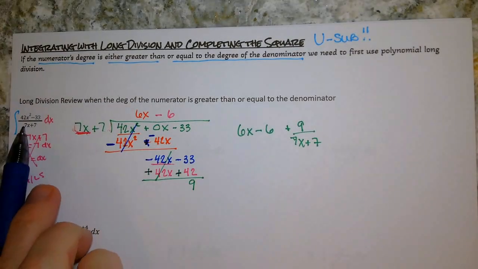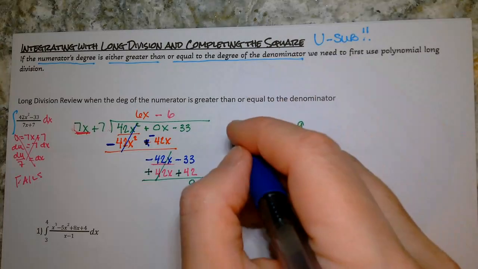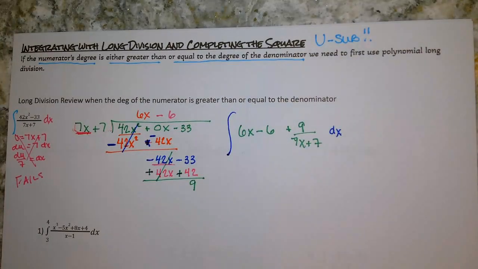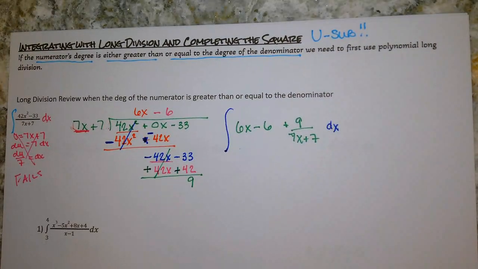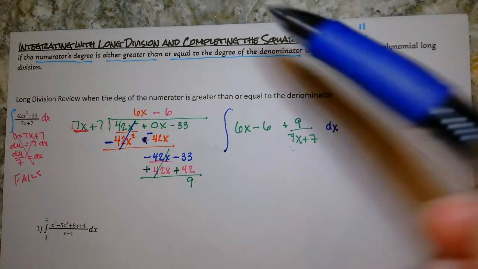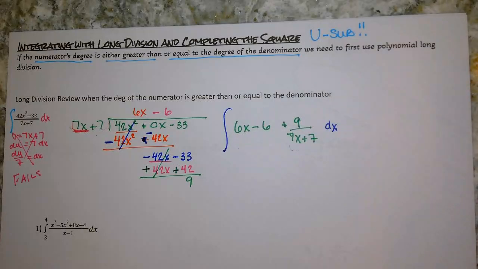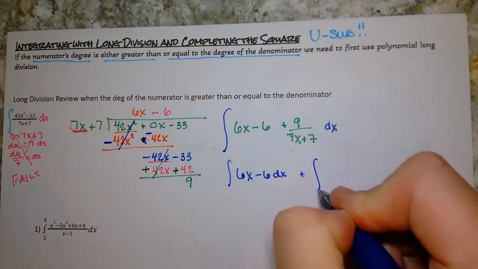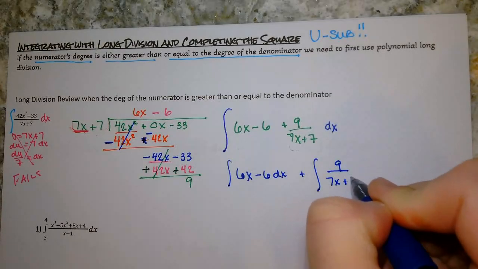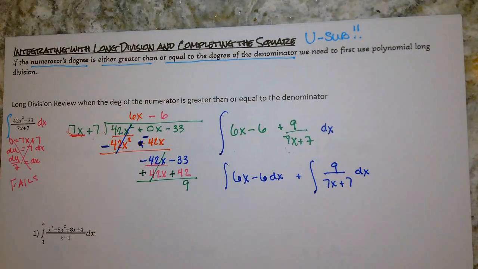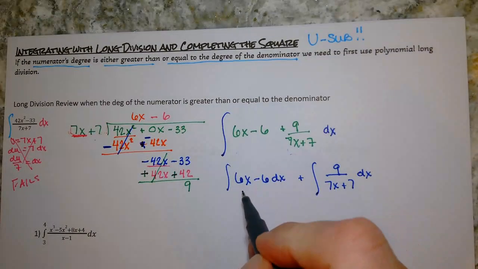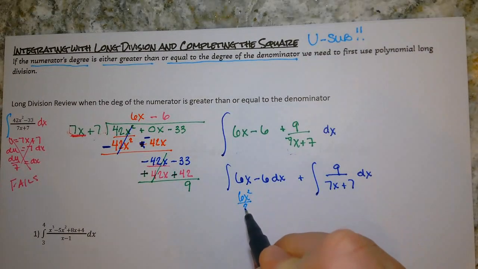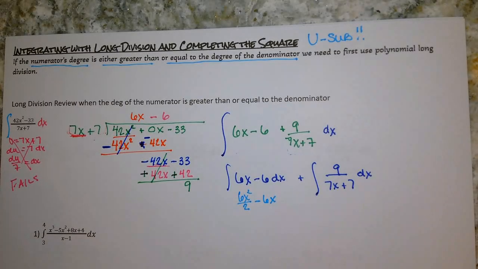Now, because we couldn't integrate this, we are now going to integrate our answer. So we're going to slap an integral on this answer with a dx. Every time, you're going to have to split this up because this will always be a fraction based off what you divided by. So I'm going to integrate 6x minus 6 dx plus the integral of 9 over 7x plus 7 dx. I'm taking my answer from long division and I'm just going to integrate. This side, super easy. I'm just using my power rule basically. So I get 6x squared over 2 minus 6x.